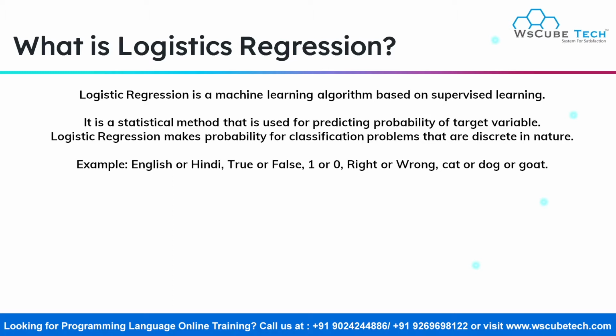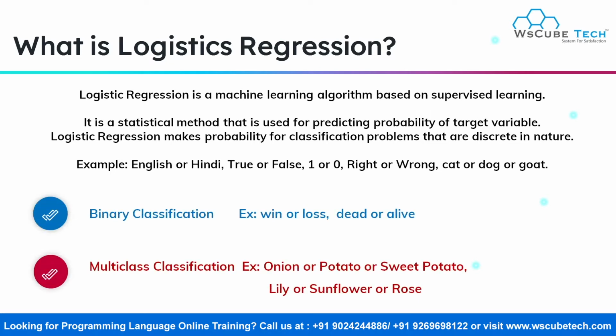Now there are two types of logistic regression. The first one is binary classification and the second one is multi-class classification. In this video, we are going to cover binary classification with theory as well as practical, and in the next video, we are going to talk about multi-class classification. Examples of binary classification are win or loss, dead or alive. Examples of multi-class classification are onion or potato or sweet potato, then lily or sunflower or rose. That means multi-class. In the case of binary classification, there will be only two classes, that is class A and class B.